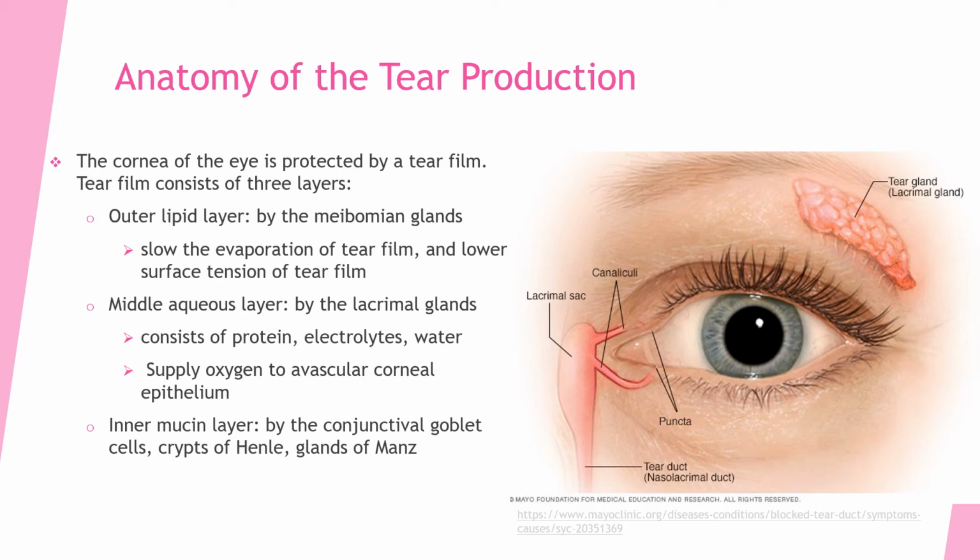The final and innermost layer is the mucin layer and is produced by the crypts of Henle and the glands of Manz. This is also produced by the conjunctival goblet cells as well.